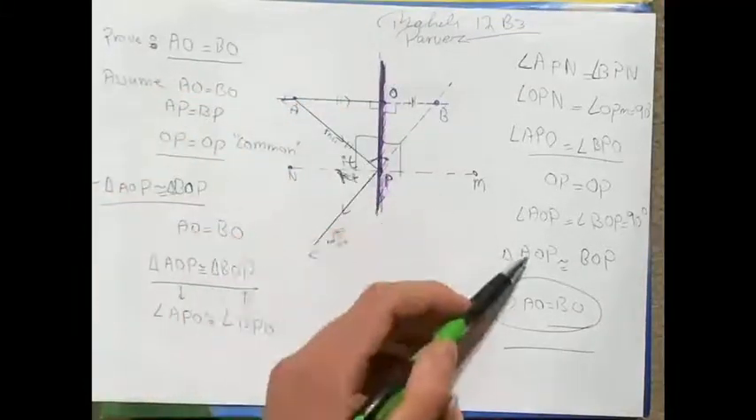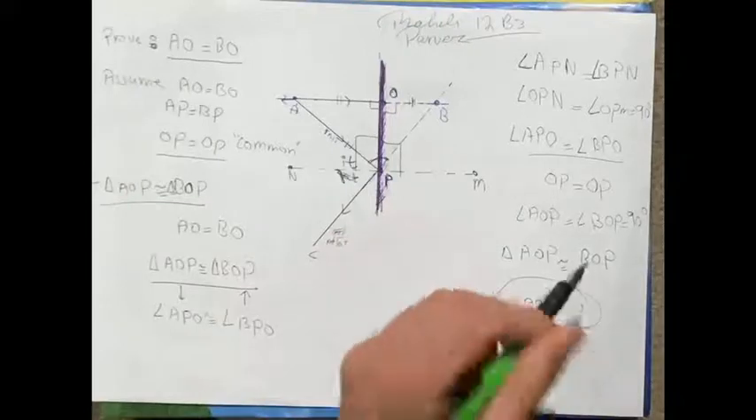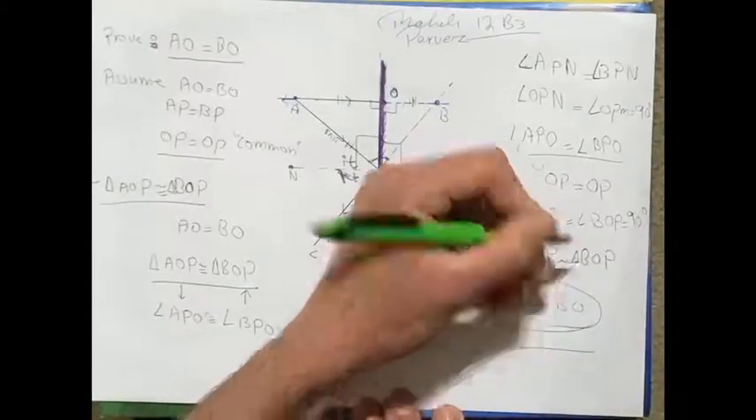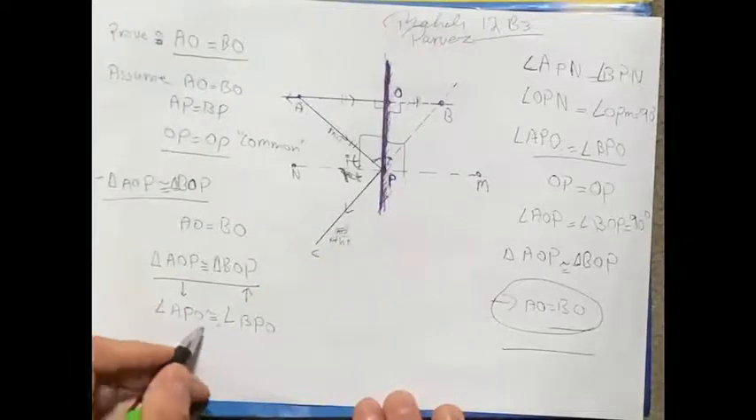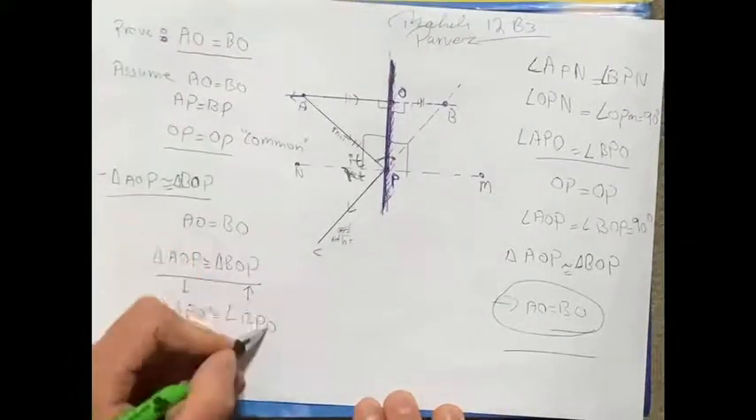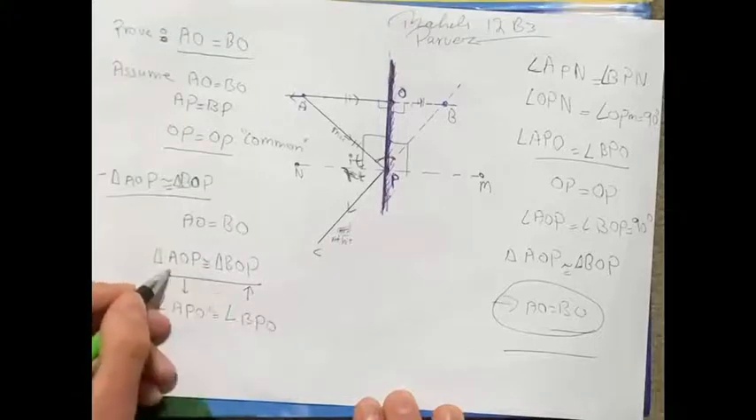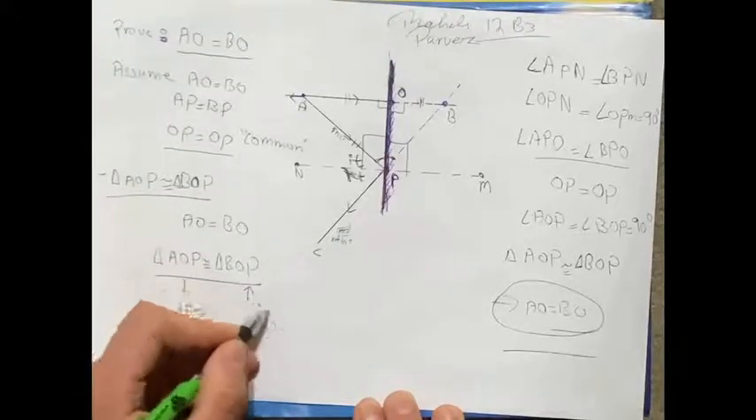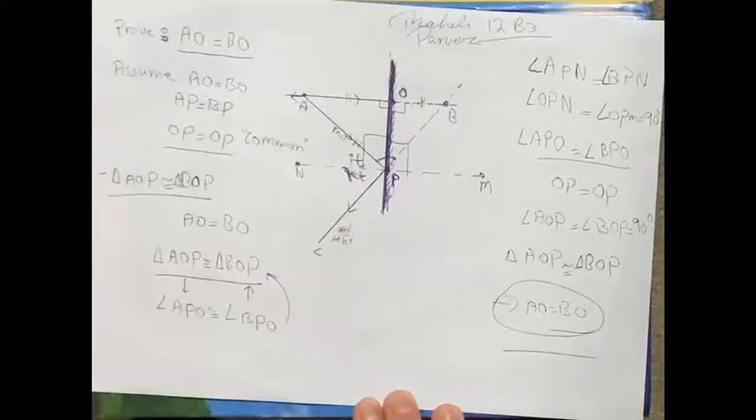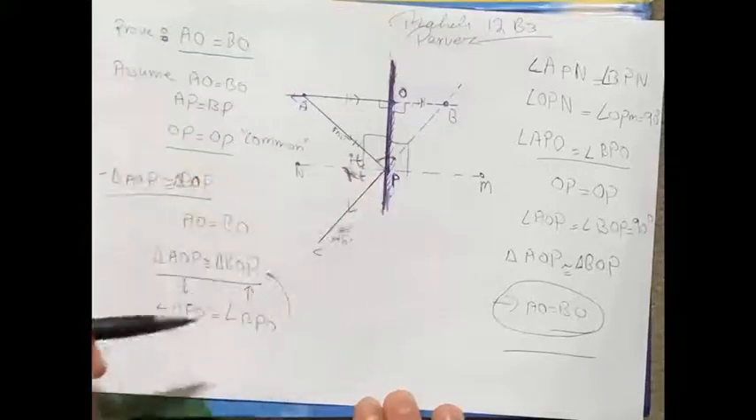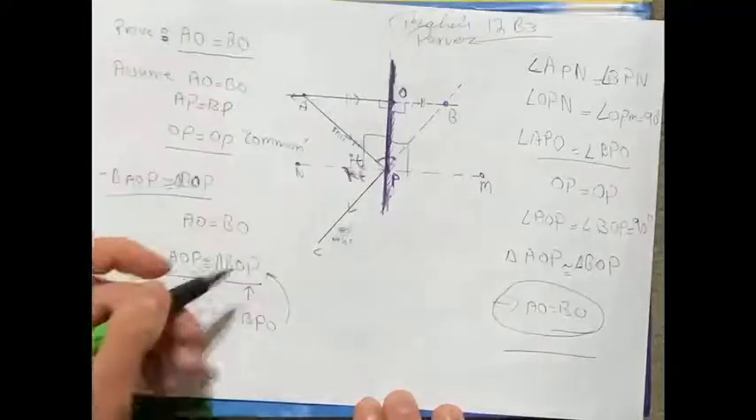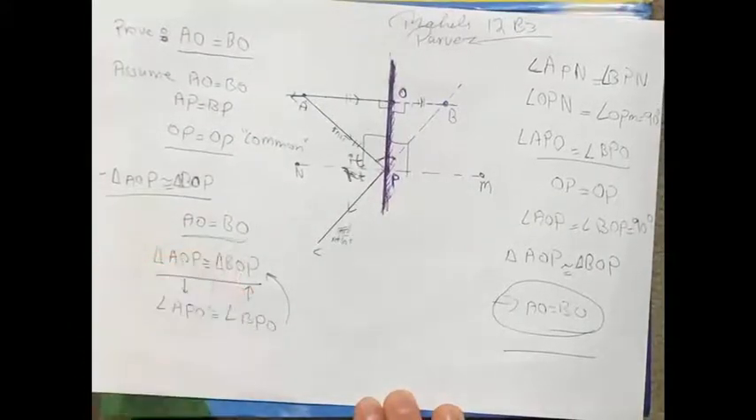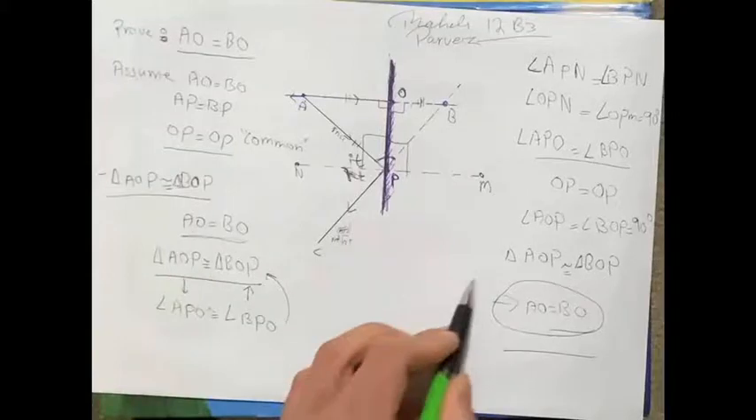Here, angle AOP is congruent to angle BOP. Then we know that angle APO is congruent to angle BPO, since triangle AOP is congruent to triangle BOP, right here. Then at the end, after finding the angles that are equal to each other, we say AO is equal to BO, and here we write it right there.